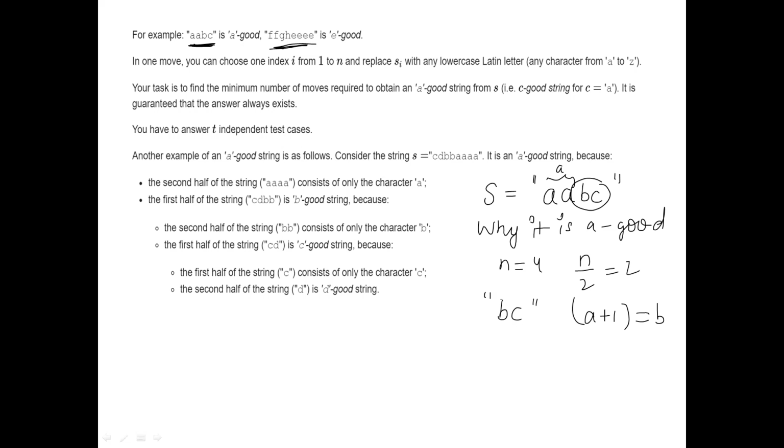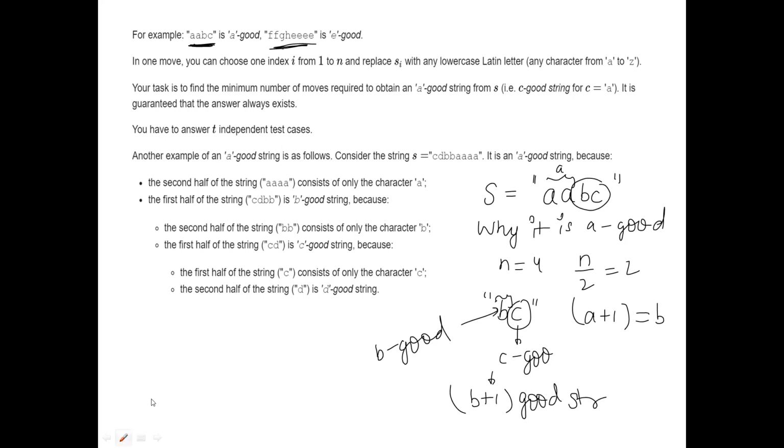This will be a b-good string because the first half consists of only the character b and the remaining half should be a c-good string. How? Because this string should be b-good, the remaining half should be a b+1 good string. And this remaining half will be a c-good string because its length is 1. When length is 1, that is the base case. If the only character in it is the given character which we are looking for, that's a c-good string. So if that matches, it is a good string. I hope you have understood this.